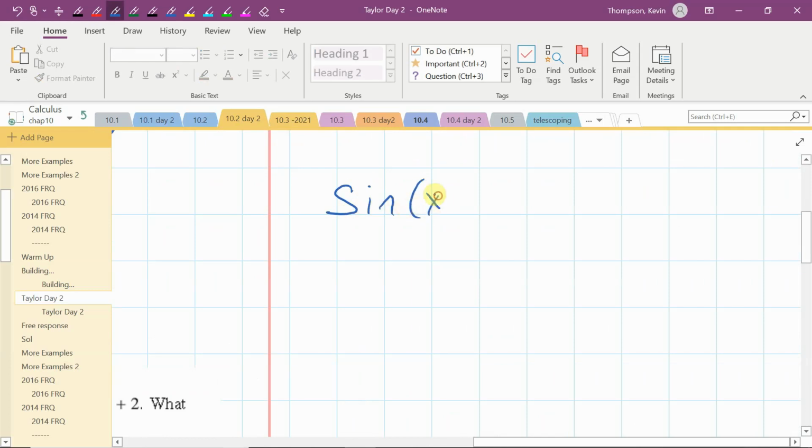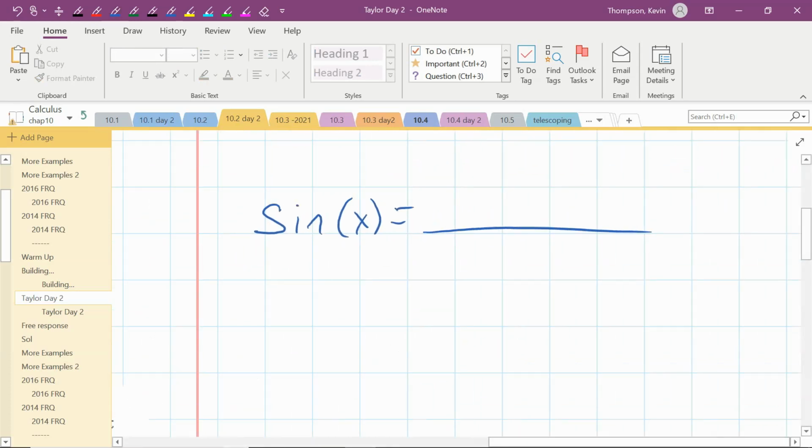Sine of x, we think we know what it equals, right? You should know that. You should be able to write it down right now in your notes. Do that. Write down right here what sine of x should be, first term. Next. x over 3 factorial, plus x to the fifth over 5 factorial, minus dot, dot, dot.